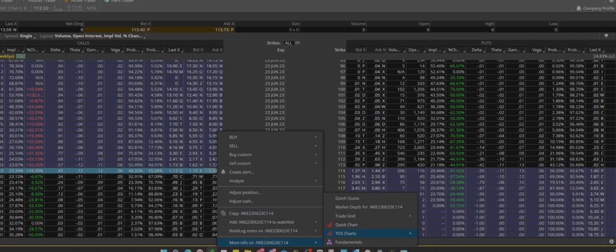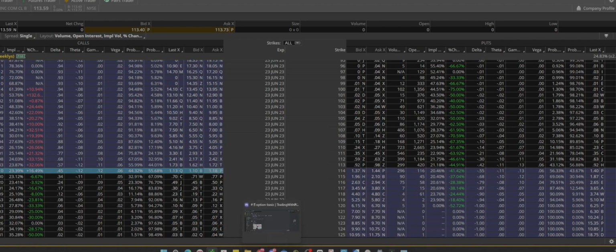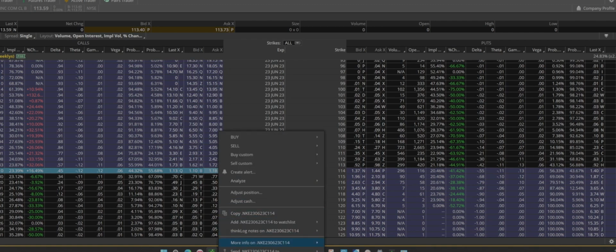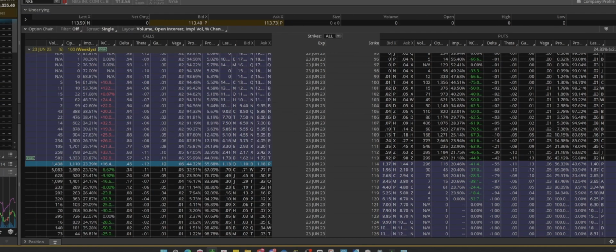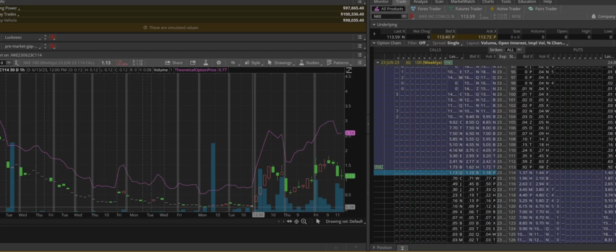So that's why we go to quick chart, and then we pull up the strike, and then we pull up the chart for that option. The best move happened almost 3 days ago. 3 days ago, if you bought this, it was 12 cents. It went from 12 to 23. It's basically 5x your price.